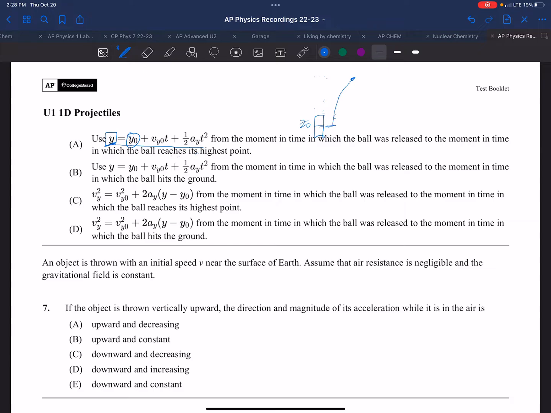Now this next one says from the moment in time which the ball was released to the moment in time which the ball hits the ground. Well, hitting the ground is like this.